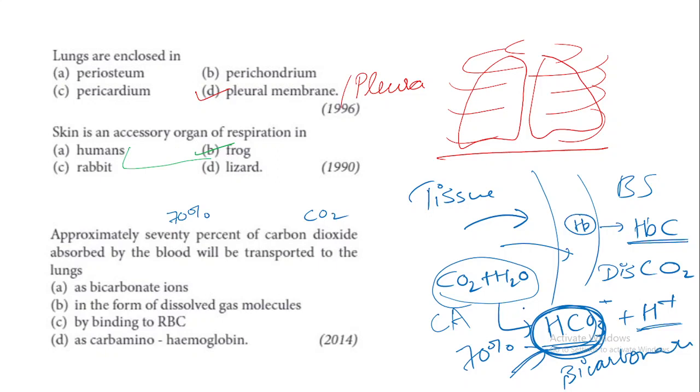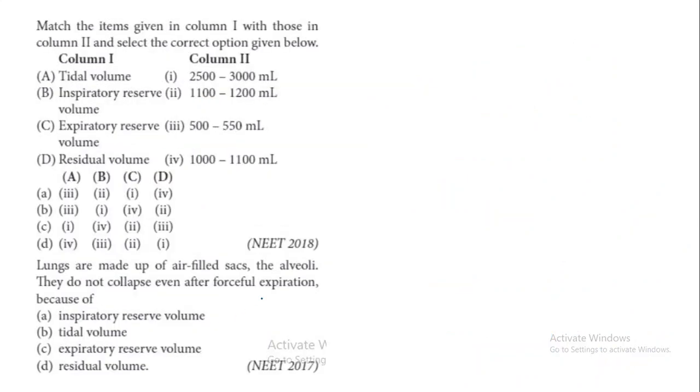Just sticking to the question, the maximum, 70% of CO2, travels as bicarbonate ions. Second highest is in the form of carbaminohemoglobin. The least is in the form of dissolved carbon dioxide. Okay, going ahead. Please go through the question next from this slide onwards.